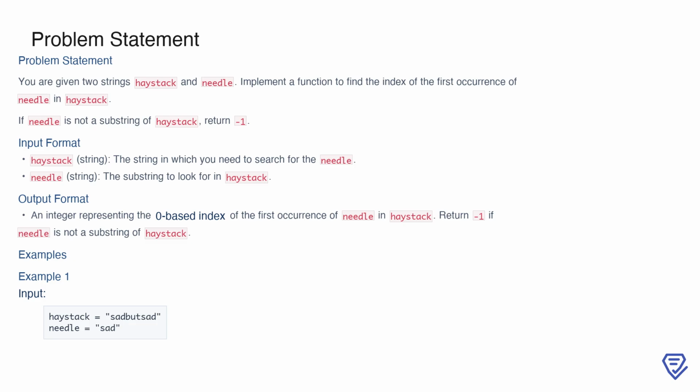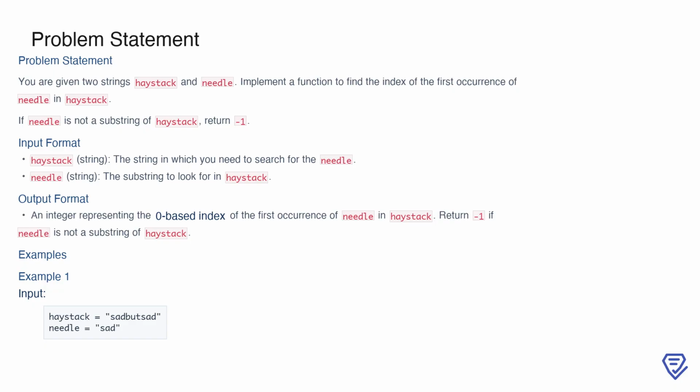The problem asks us to find the index of the first occurrence of a substring, called needle, within another string, called haystack. If needle does not appear in haystack, we should return -1. For the input format, haystack is the main string where the search will be performed, and needle is the specific substring we are looking for. The output, on the other hand, is an integer that represents the zero-based index where the needle first appears in haystack. If the needle is absent, the function should simply return -1.